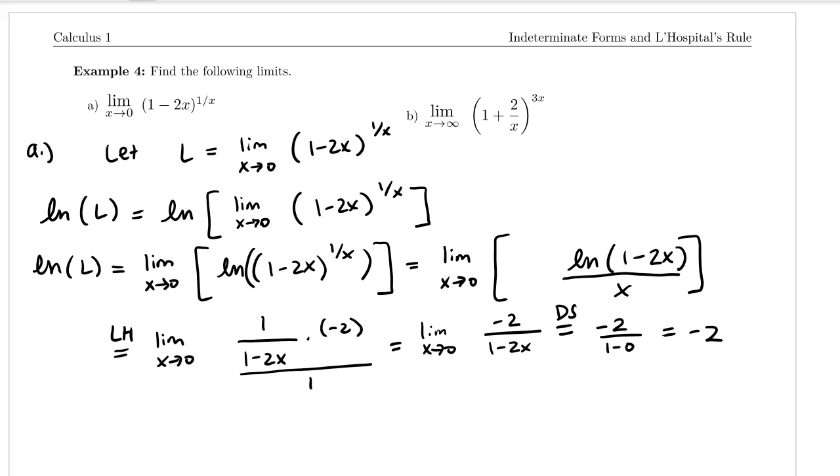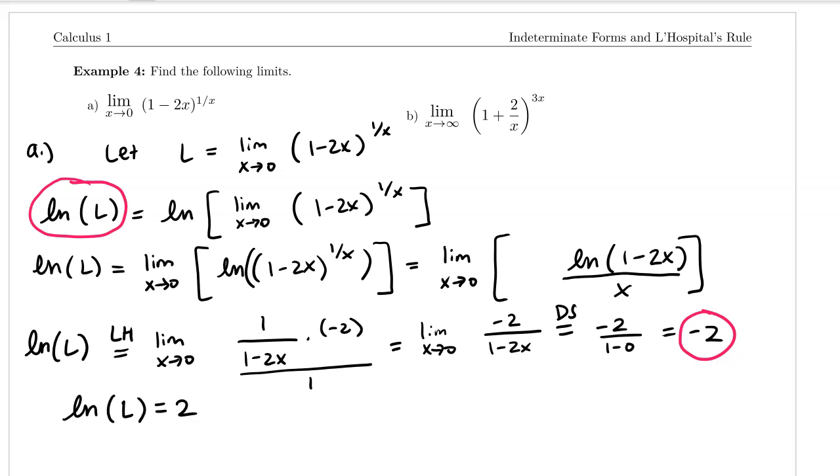Now, we have to be careful at this stage because that is not actually our final answer. If you remember from earlier, we have the natural log of L is equal to negative 2. L is the thing that we are trying to find. We have the relationship again: the natural log of capital L is equal to, oops, I forgot the negative sign, so this should be negative 2. And I want to solve that equation for capital L.